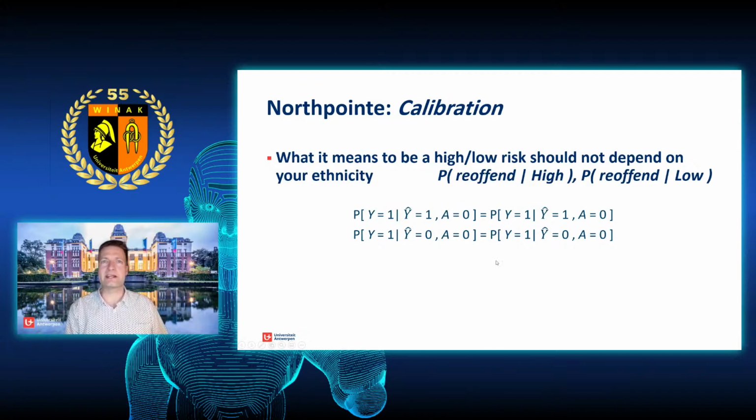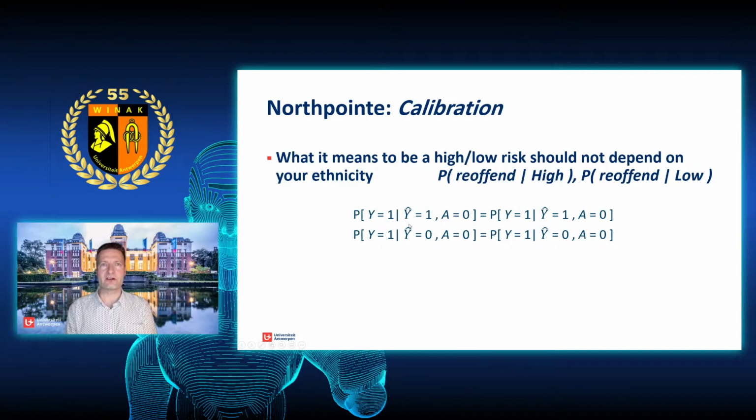Again, we can translate it mathematically. The probability that your true label is 1, given that the label assigned to you is 1, should be the same independent of A equal to 0 or A equal to 1. Whether you're white or black, it should be the same. So each of these conditions can be translated mathematically into a formula, and then we can just solve it. And we have 4 equalities.